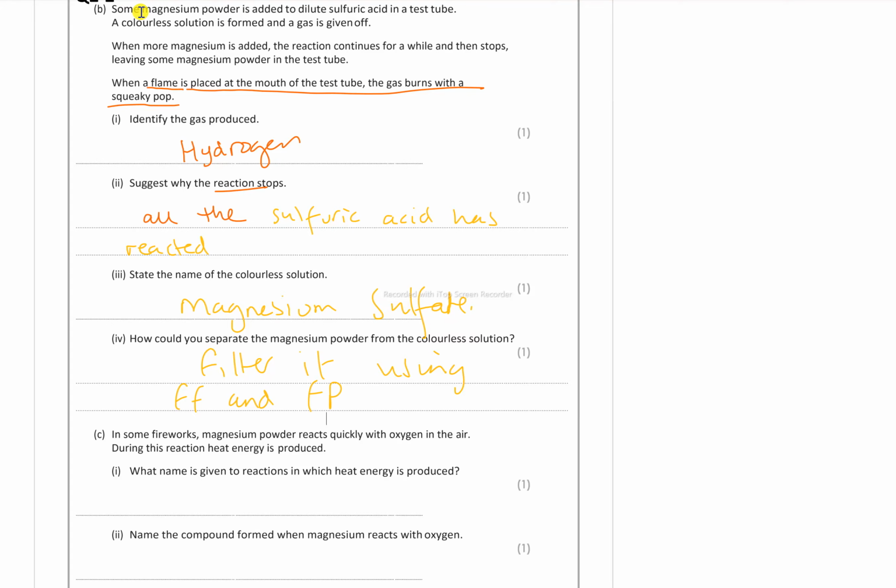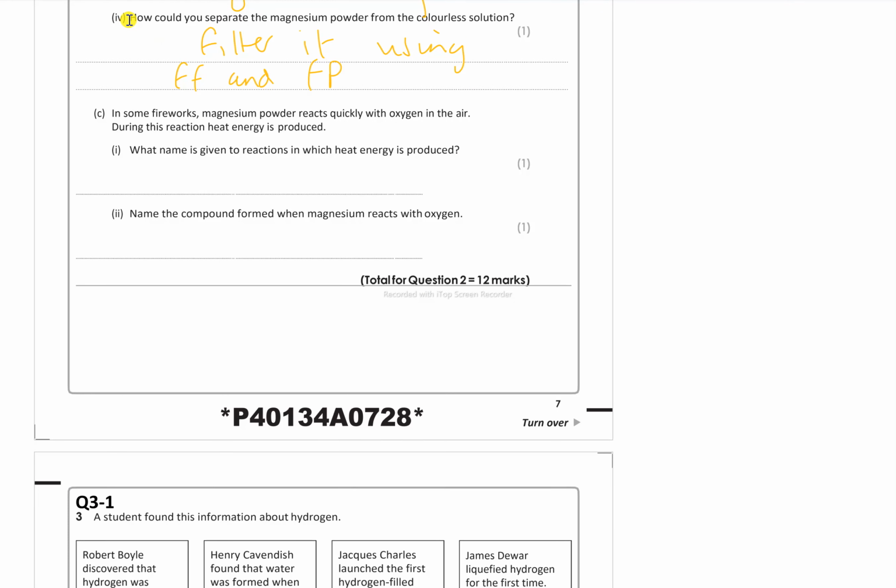In some fireworks, what happens? The magnesium powder reacts quickly with oxygen in the air. You get a lot of heat. When heat energy is produced, you end up with an exothermic reaction. Name the compound formed when magnesium reacts with oxygen. Magnesium 2 plus, oxygen 2 minus, they cancel out. Magnesium oxide. Okay, good.